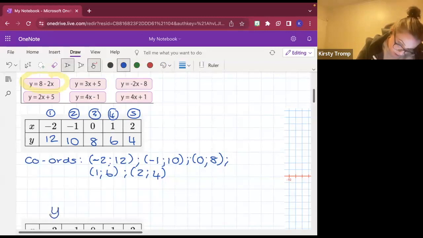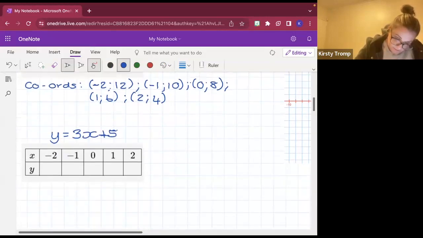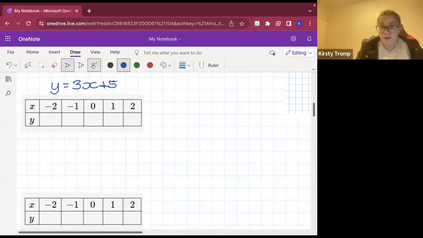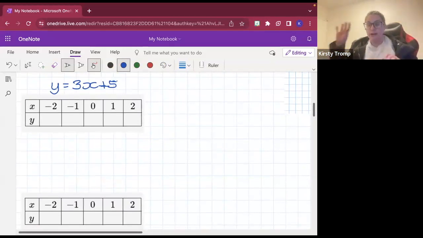So this graph is the graph y is equal to 3x plus 5, right? I want you guys to have a go, okay? I want you to go have a go at filling in the table, getting the coordinates, and drawing a graph for me. In the meantime, I'm going to answer the question that is up on my screen. Go and have a go. Right, come on. What is your question?